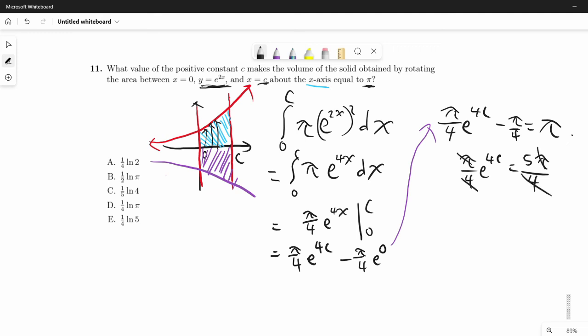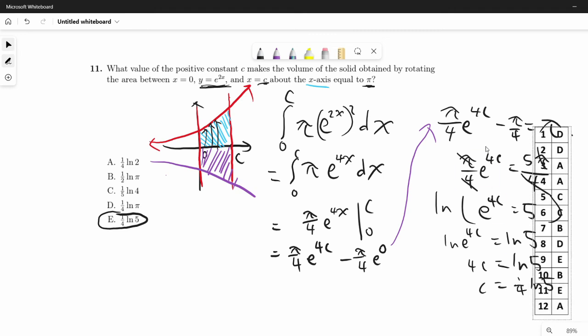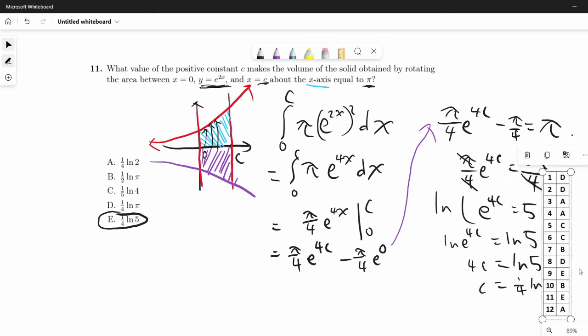So I get rid of all these things. We have e to the 4c equal to 5. And I take the natural log of both sides. So then we have natural log of e to the 4c equal to natural log of 5. So 4c equals natural log of 5, and c equals 1/4 natural log of 5, which will be answer choice E here for question 11.